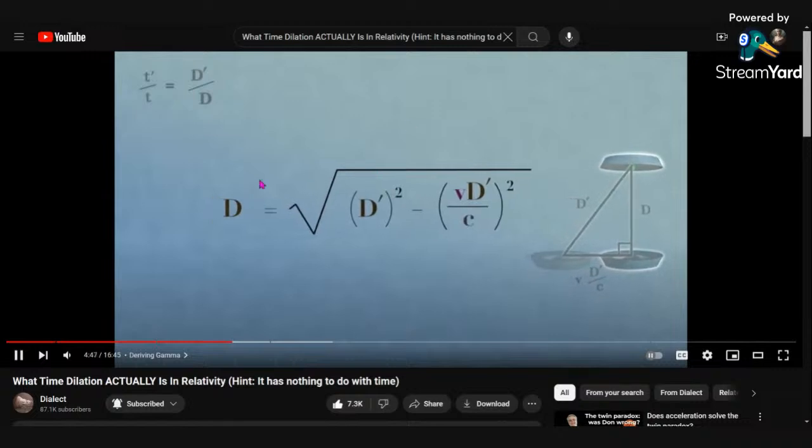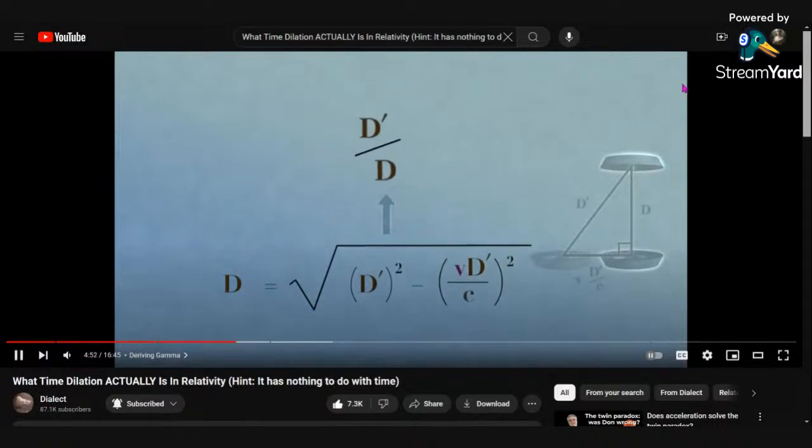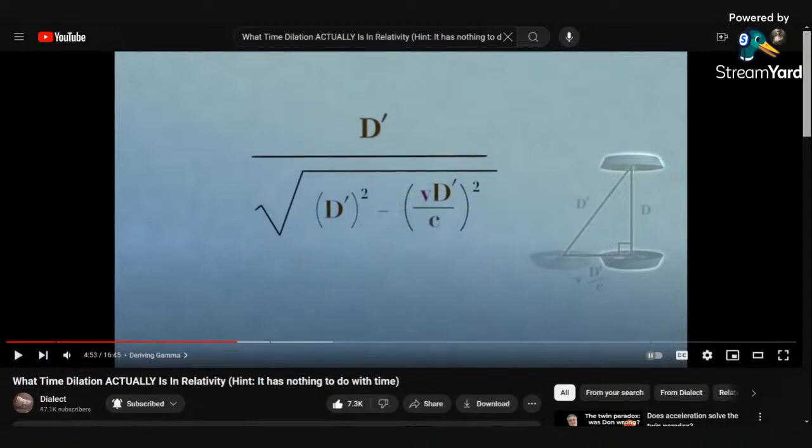v times d prime over c squared. No, they shouldn't do this. They should say t prime over t is equal to d prime over this thing. Plugging this expression into our ratio, we can factor. That's good. But this is just t prime over t. This is just the time dilation factor. This is gamma. So what do you do now? There's a lot of d primes in here. If you could just get rid of them or something. Factor out the d prime in the denominator.